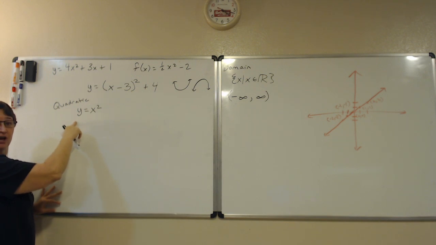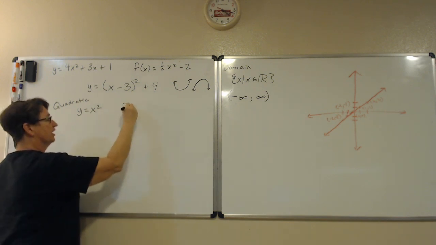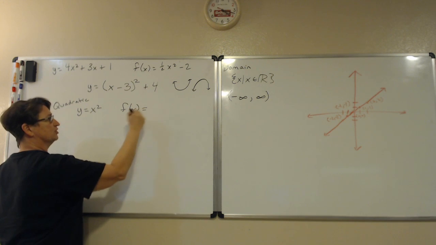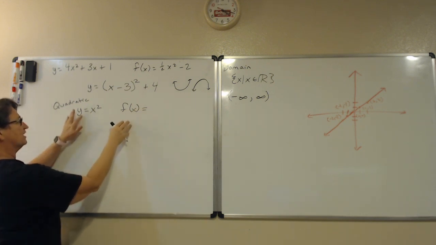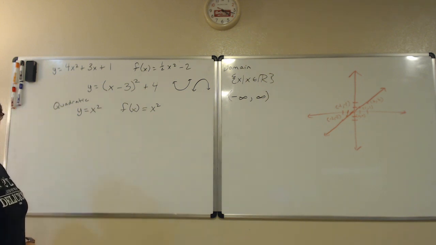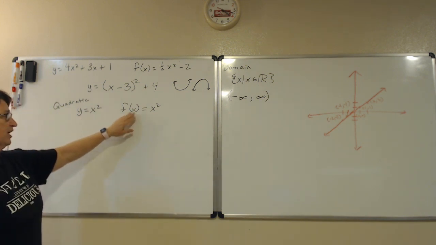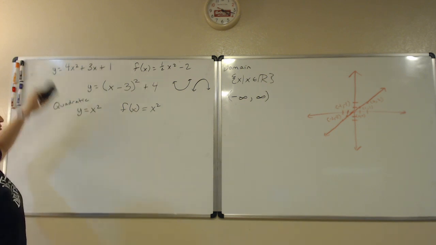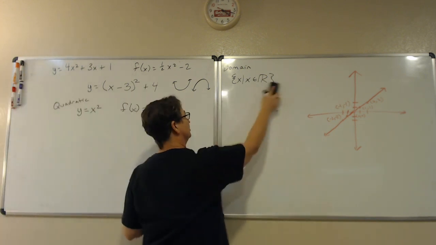Or using function notation, just replace the y with the f of x. And we've got f of x equals x squared. So those two things are the same thing. This is just our fancy math notation, or function notation.